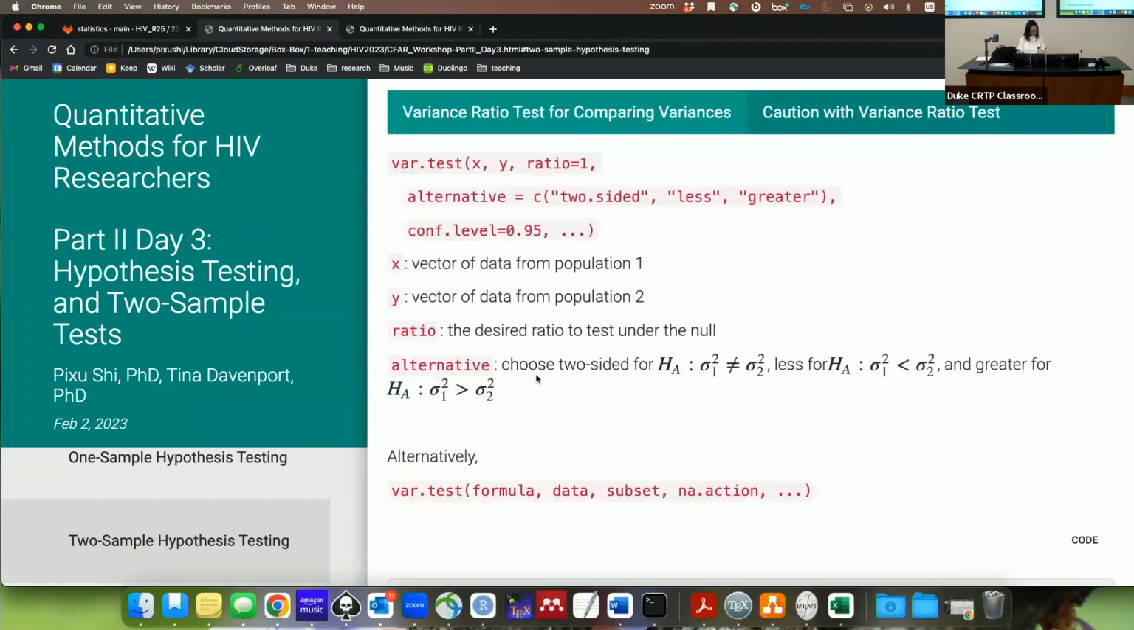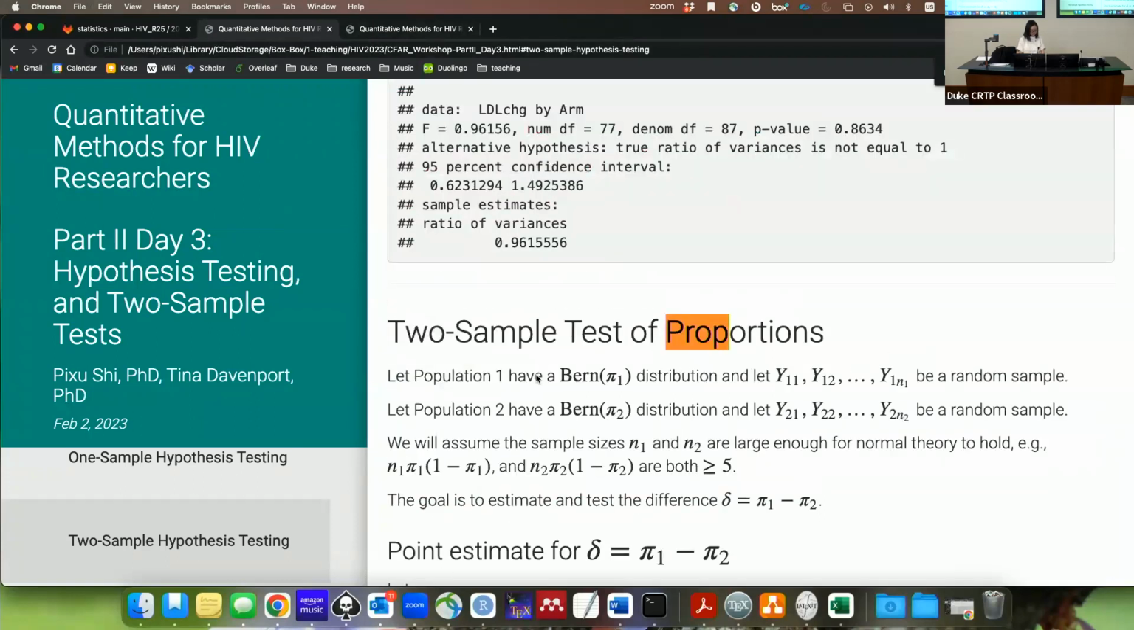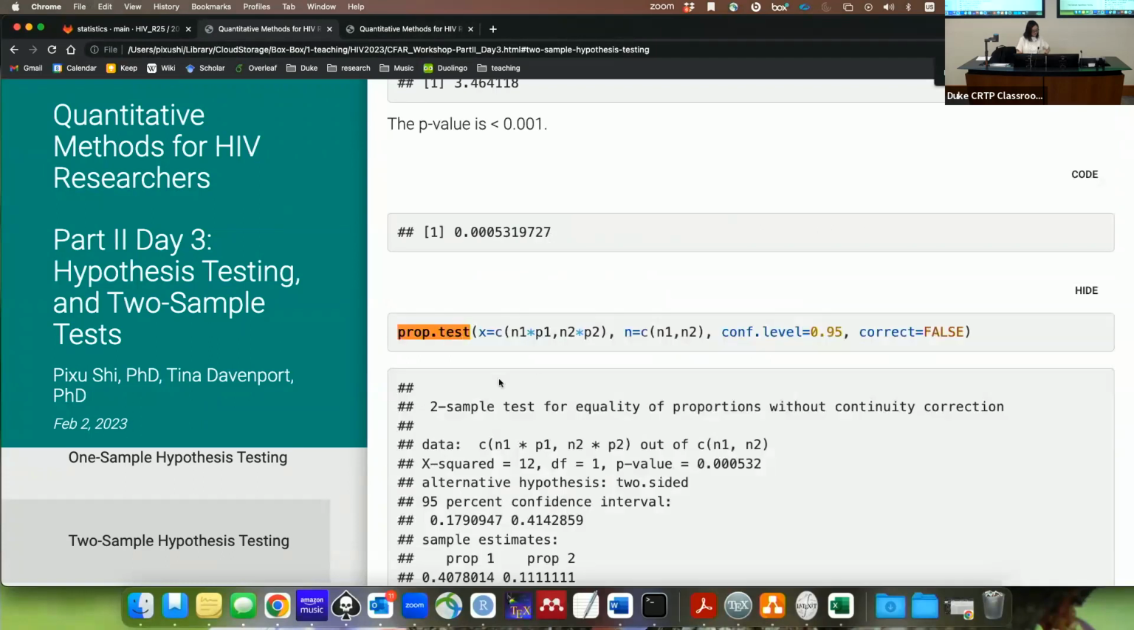I think it was the test function. So this test function in the last lecture is also using the normal approximation. If you want to have an exact test, you will use the Fisher's exact test, and the input will be a little different.